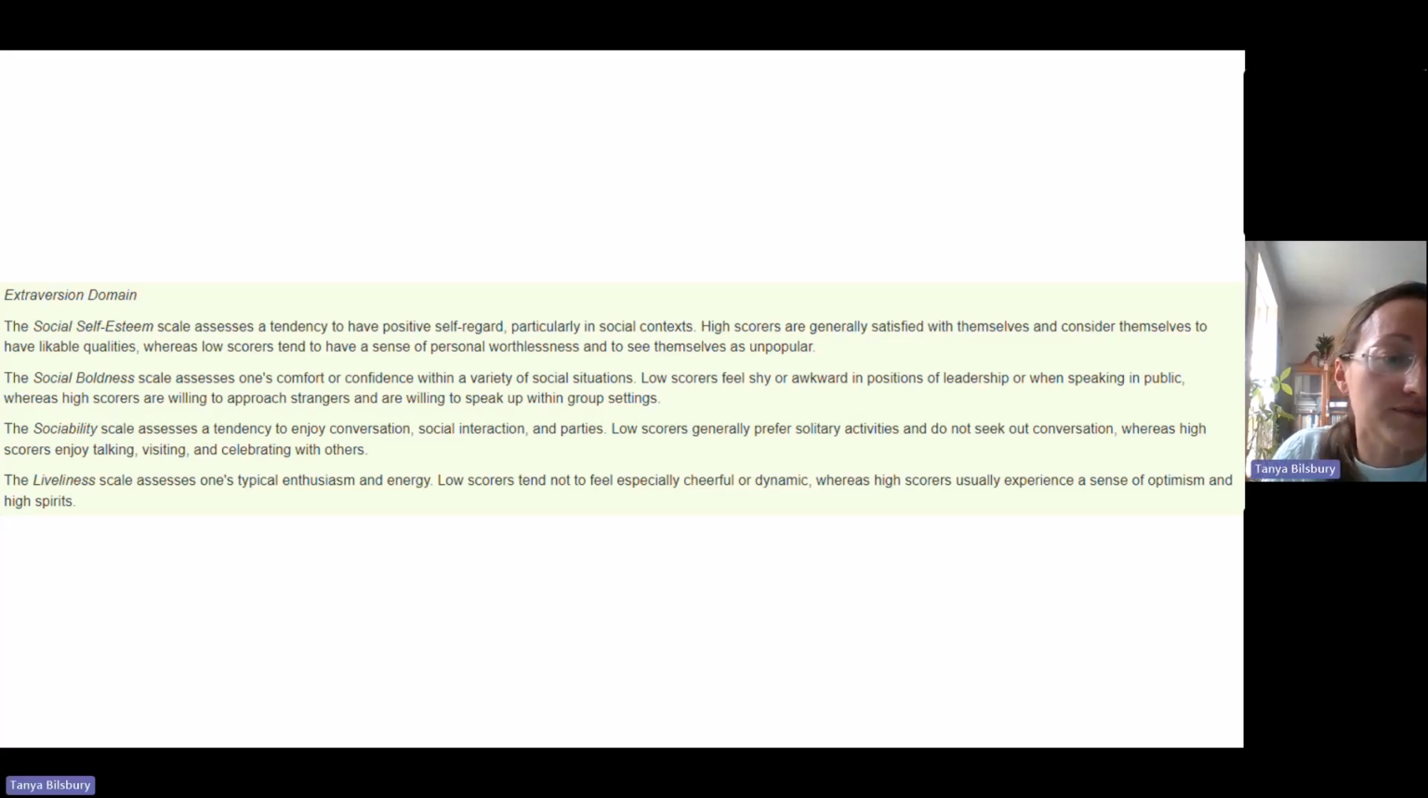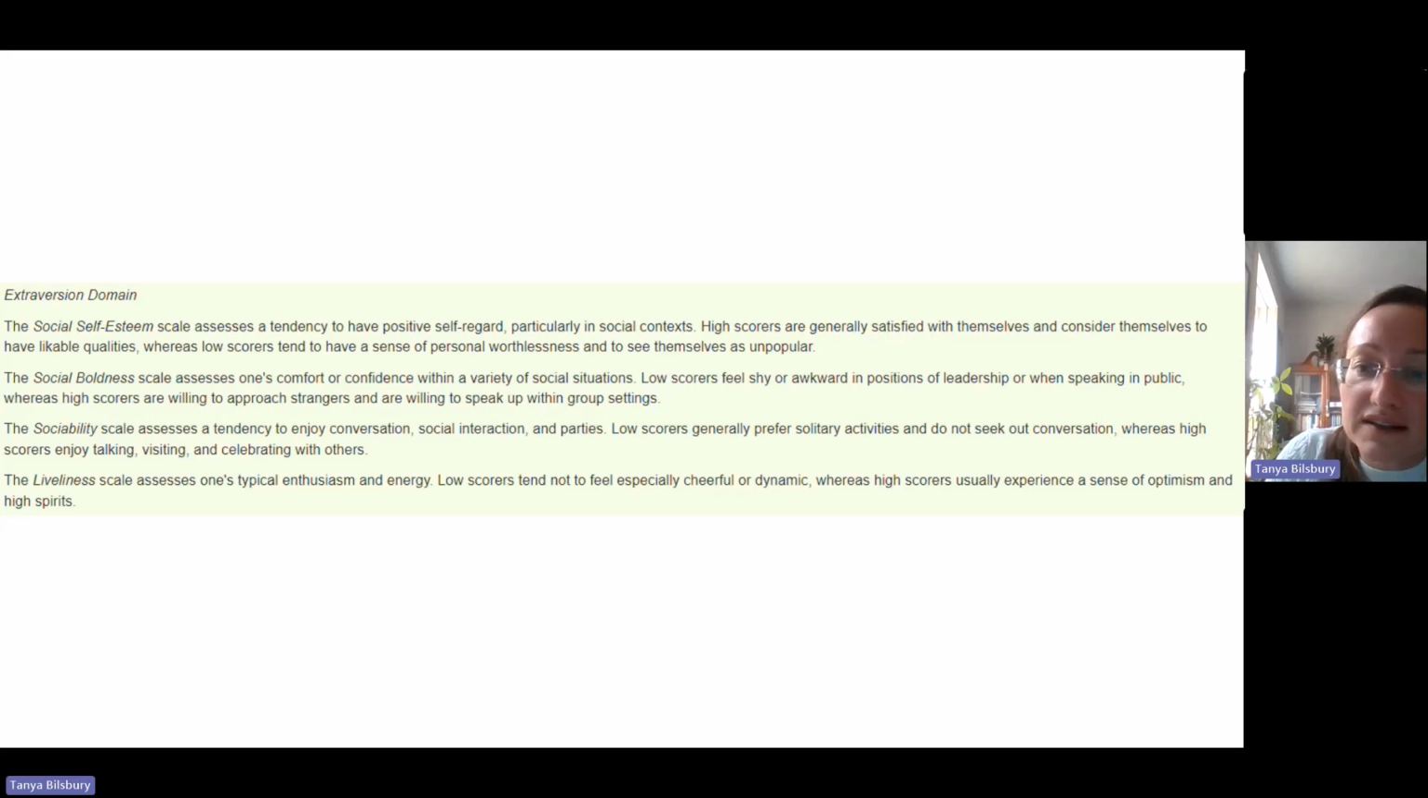Okay, so high scorers, bold people, are willing to approach people and they're willing to speak up within group settings. I see that the HEXACO still has some aspect of dominance here because dominant people are obviously more comfortable in positions of leadership. They're willing to do public speaking.